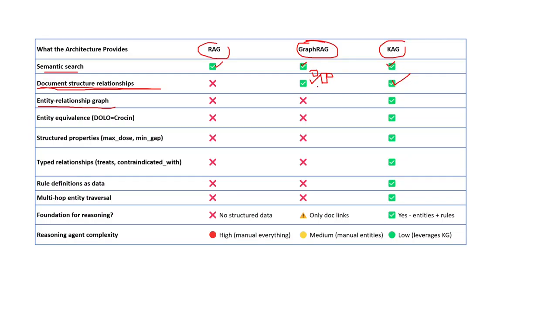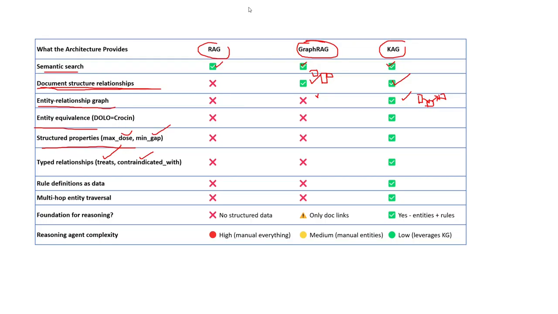As we have seen, Dolo and Crocin: for those, RAG will consider each as a word and go through every document and search. But KAG will create the entities, and along with that, how each entity is connected, it will build a relationship. Then it will also create entity equivalence, even structured properties like max dosage and minimum gap, and typed relationships, such as which one it will treat.